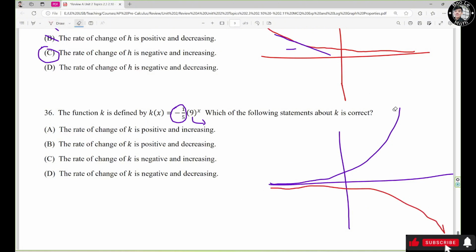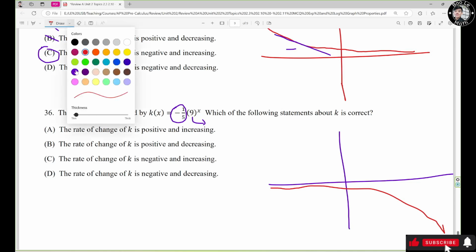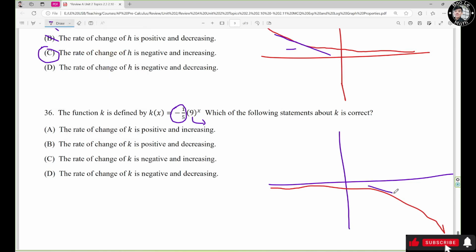Now, I need to eliminate the previous one. Alright, in order to find the rate of change, I need to sketch the tangent line, right? So the tangent line is going down. The slope is negative, right? So I need to eliminate A and B. Now, because the function is concave down, the rate of change is decreasing. So the answer must be D, right?